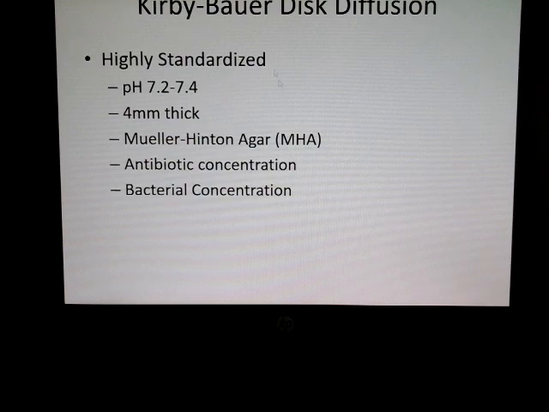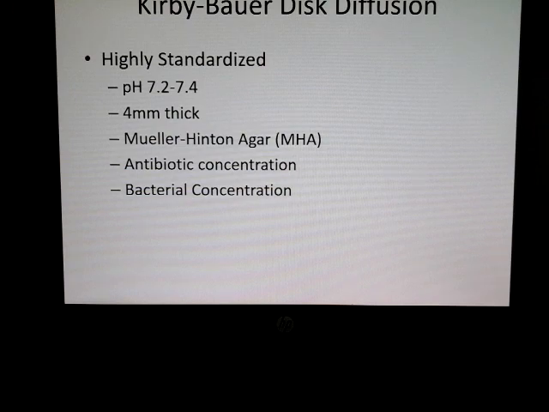So again, you should know for your exam that this is a highly standardized test. The media itself, Mueller-Hinton agar, pH 7.2 to 7.4, 4 millimeters thick. The antibiotic concentration is also important because we want to use an antibiotic that's physiologically relevant. What that means is that you don't want such a high concentration that it would kill you as well as the bacteria. So we do standardize for that.